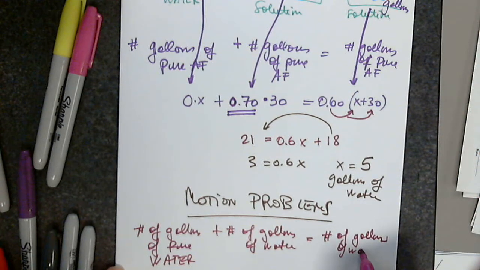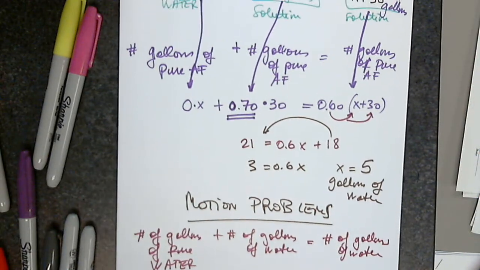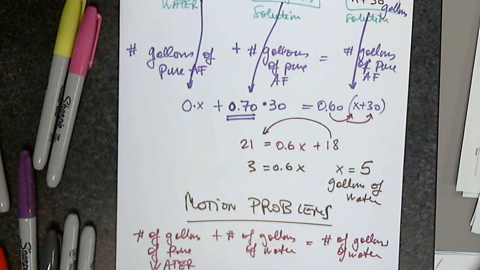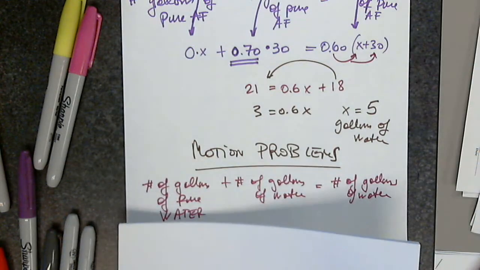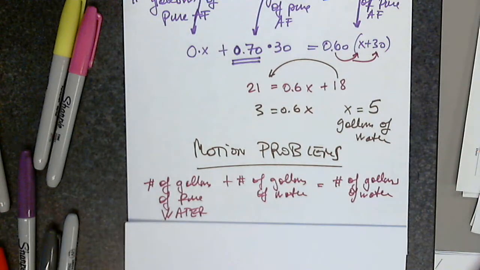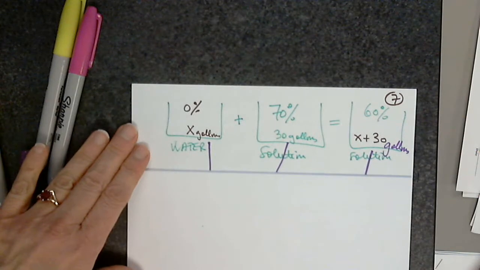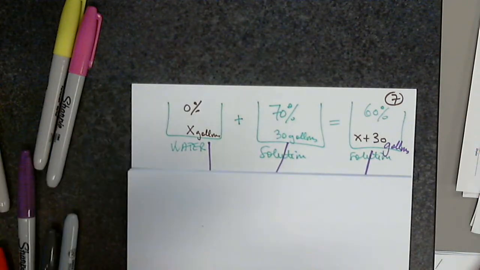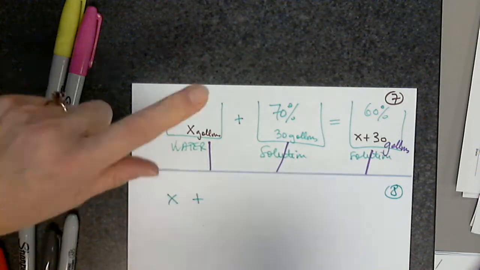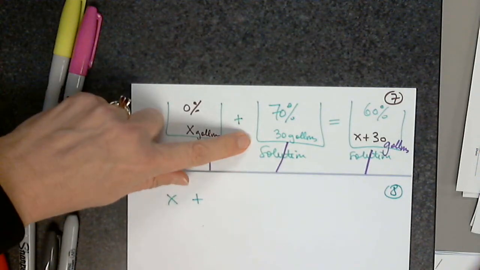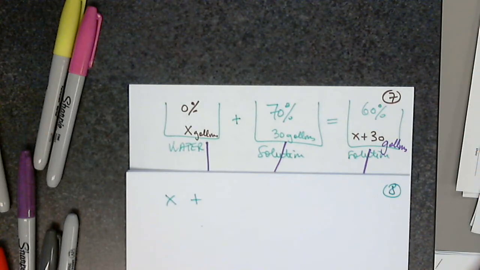Awesome. Okay. So let's come back. Very good question. Okay. How many gallons of water do we have in the first container? X. Awesome. Plus, how many gallons of water do we have in the second container? We had 21 of antifreeze. How many do we have of water?